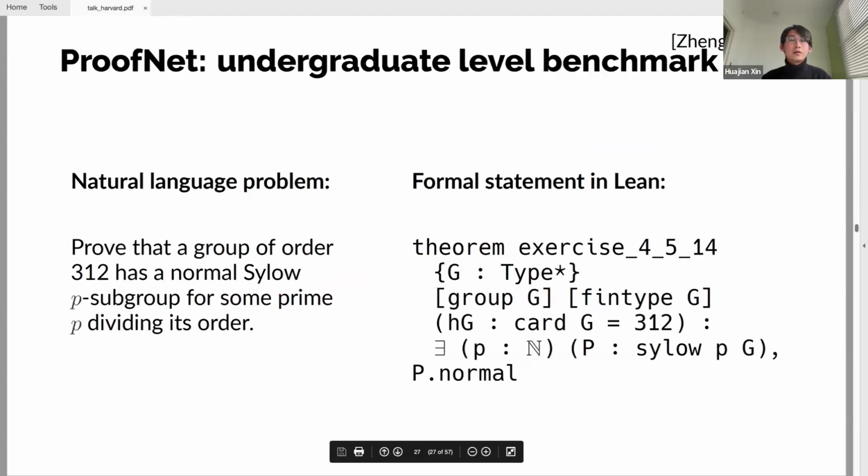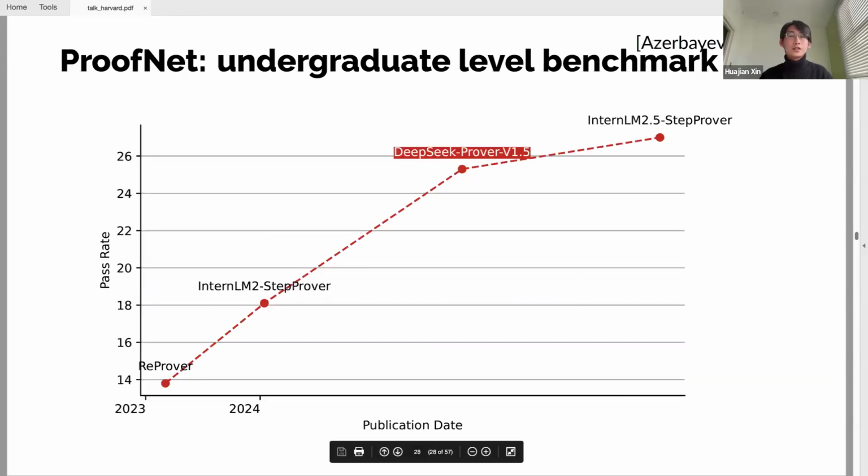And ProofNet is a more recent benchmark assessing undergraduate level problems across areas like analysis, algebra, linear algebra, and abstract algebra and general topology. And we also achieved a substantial improvement on this benchmark as well.